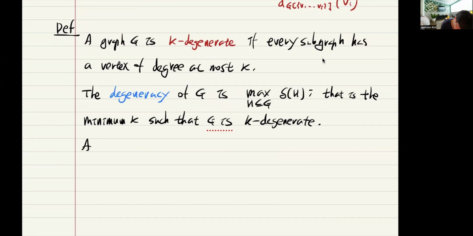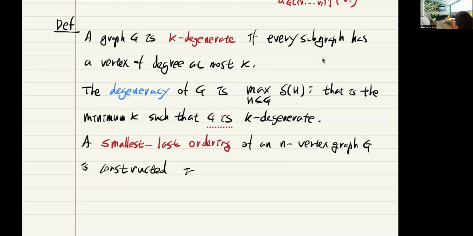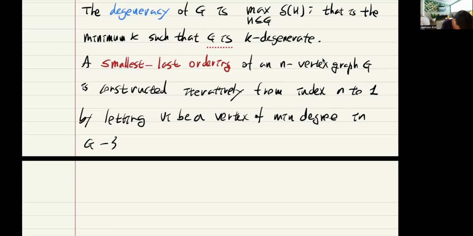And we give a name to this concept, which motivates the definition of degeneracy. It is the smallest-last ordering of an n-vertex graph G, which is constructed iteratively from the index n to 1. So it's backward, by setting vi to be the vertex of minimum degree in the graph G minus the vertices of larger index, which is the same as the graph. At this moment, V1 to Vi is not defined, so this is better.